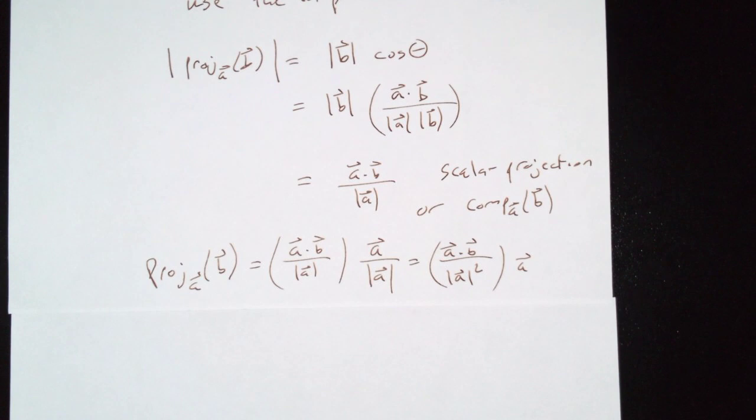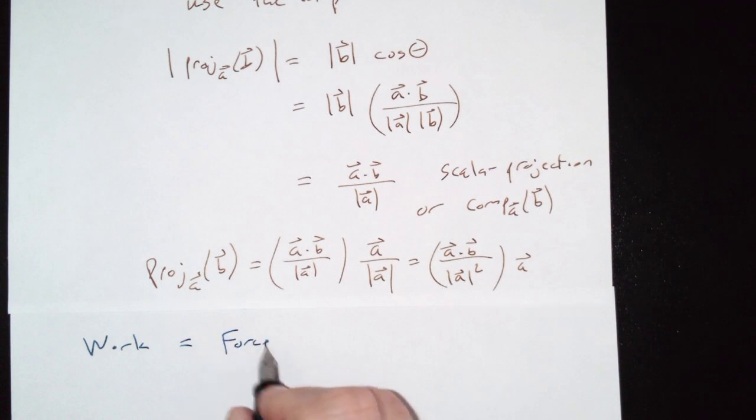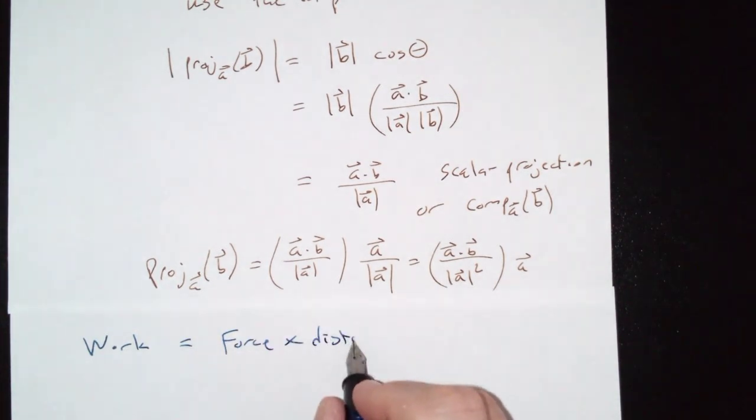The $64,000 question: why should I care? What are we going to use this for? Several different concepts come out of dot products. The one that I use the most is work. In physics terms, work is force times distance.